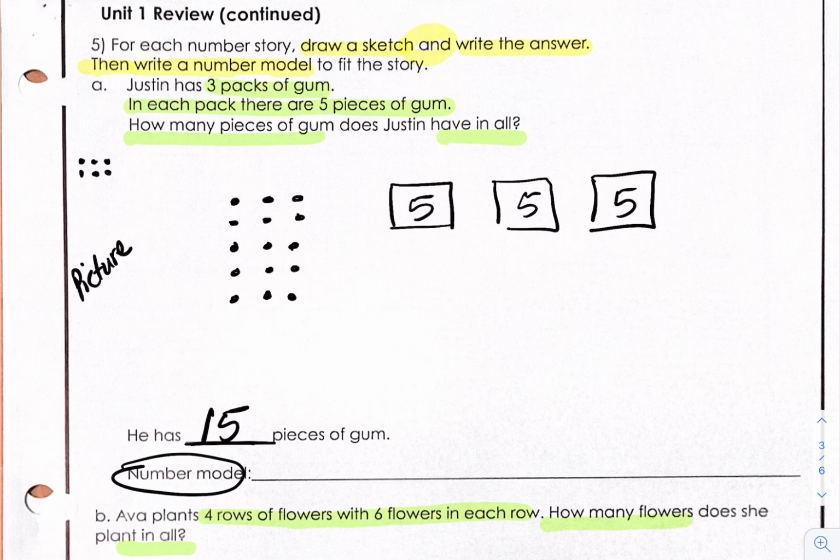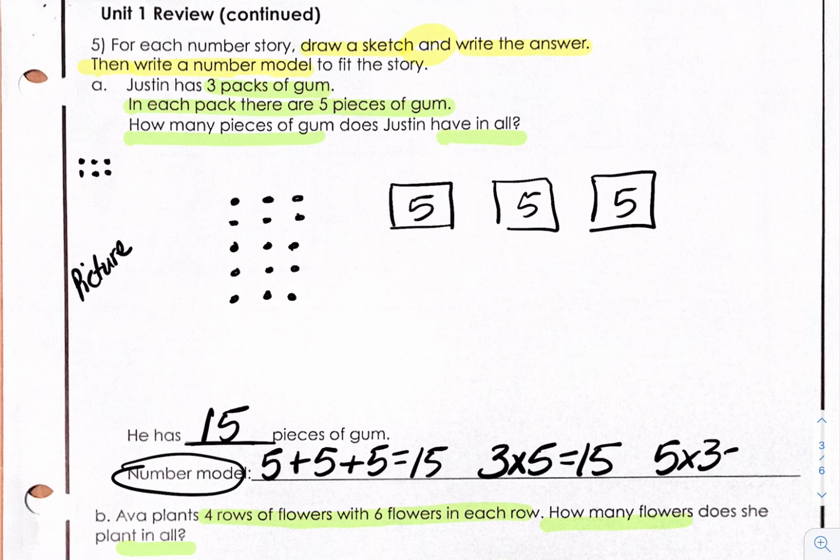And there are possibly 2 or 3 different number models you could make. You could have written out 5 plus 5 plus 5 equals 15. Or you could have written 3 times 5 equals 15. Or the other way to write that is 5 times 3 equals 15. Any of those would be acceptable.